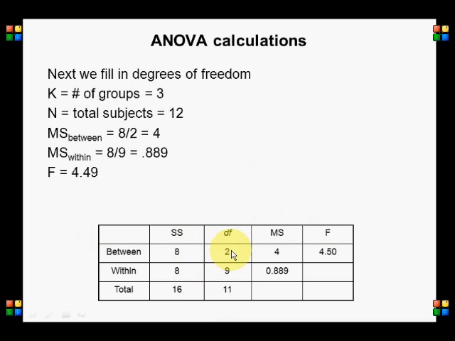If I divide across, 8 divided by 2 is 4. 8 divided by 9 is 0.889. And if I divide this by this, I get 4.5. And that is my F ratio. Again, my F ratio is a ratio of the variance that can be explained by group differences to the variance that cannot be explained by group differences.